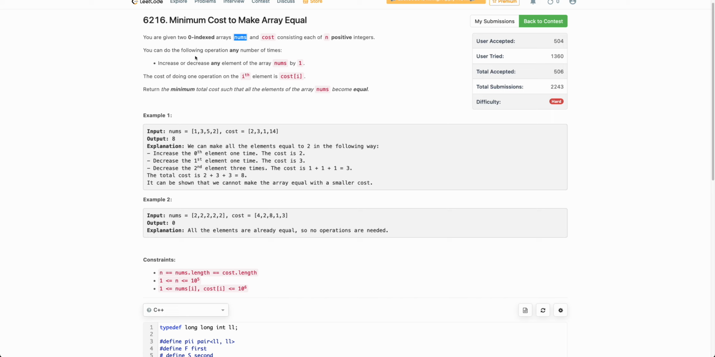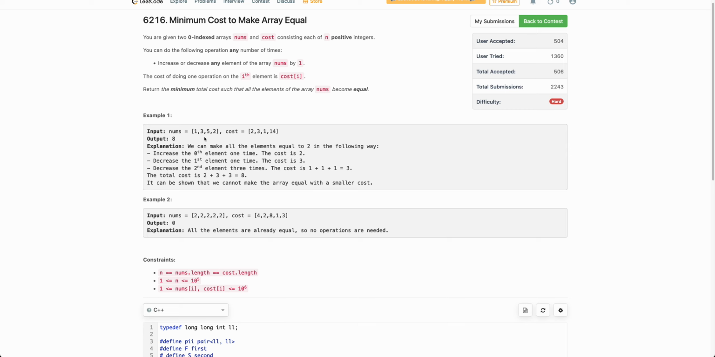So you can decrease or increase any elements here, right? So you can actually make everything here equal. Now, there are various possible ways to make everything equal here. Among all such possible ways, you have to return the one which has minimum total cost.